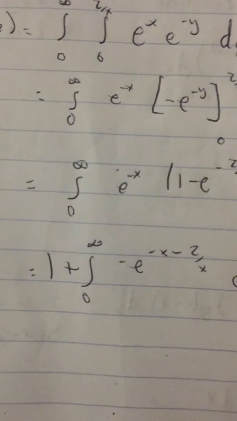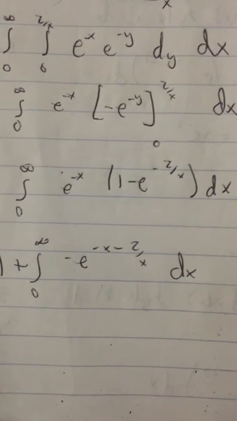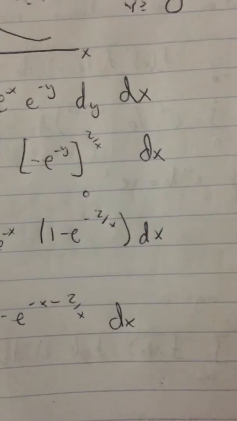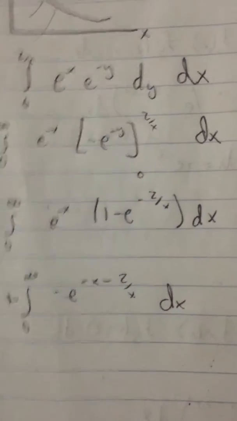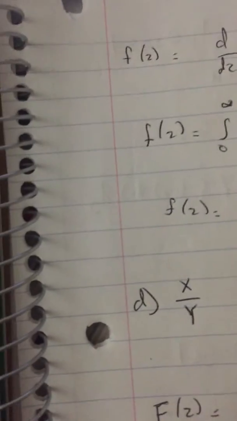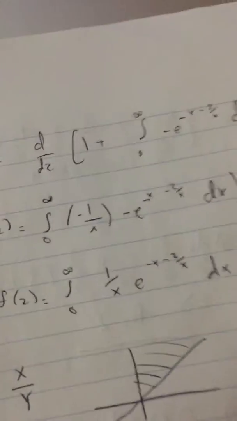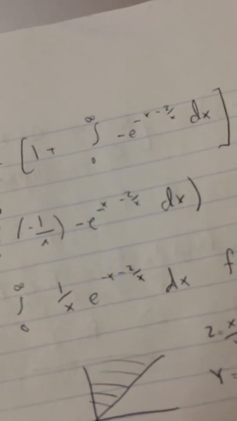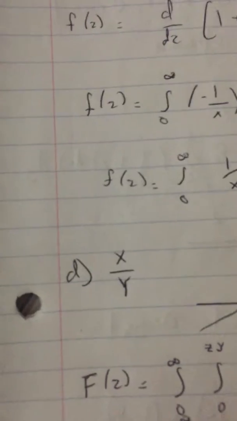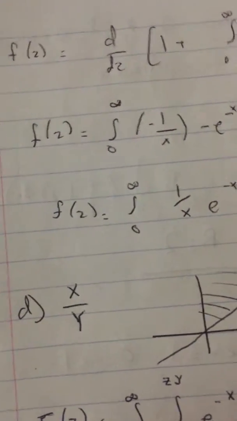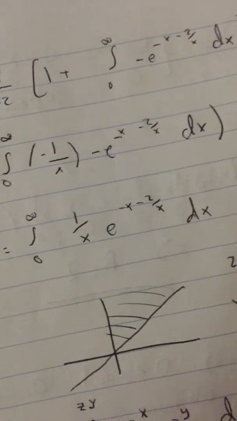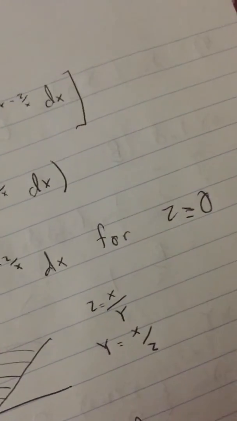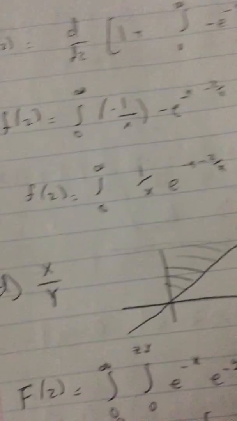Play around with the integrals a little bit, and you will get 1 plus the integral from 0 to infinity of negative e to the negative x minus z over x dx. We don't have to work this out. This will be a hard integral to work out. To find small f of z, we just have to find the derivative of big F of z. This leads to f of z equals the integral from 0 to infinity of 1 over x times e to the negative x minus z over x dx, and this is of course for z greater than or equal to 0, for positive values.